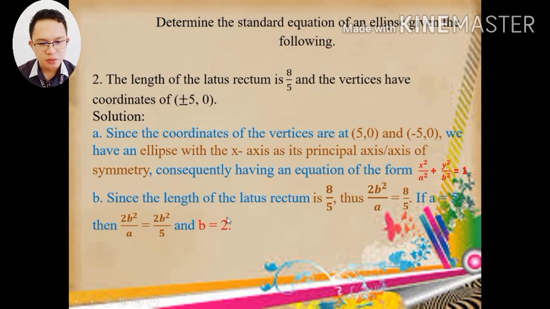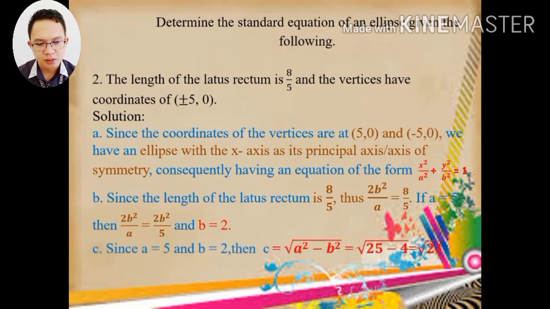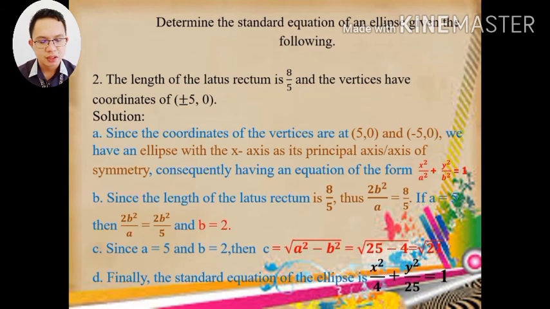Okay. Since a is 5 and b is 2, c is equal to the square root of a squared minus b squared, which is 25 minus 4. The answer is the square root of 21. So, the standard equation of an ellipse is x squared over 4 plus y squared over 25 is equal to 1. So, our a here is 5.